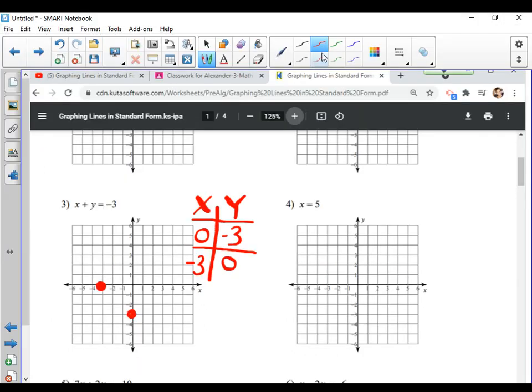Once you have 2 points, you have enough to make a line that goes through those 2 points, and you're done.